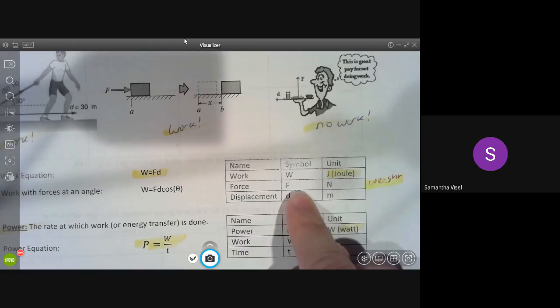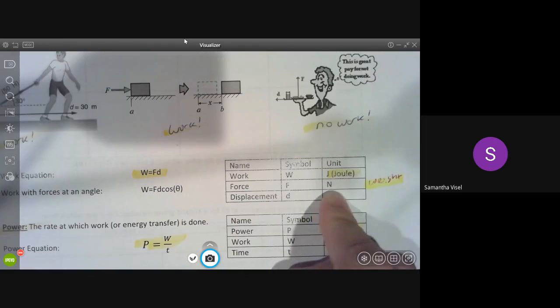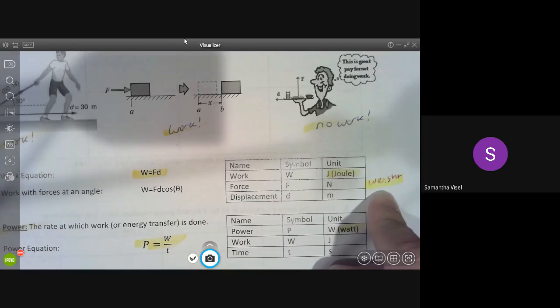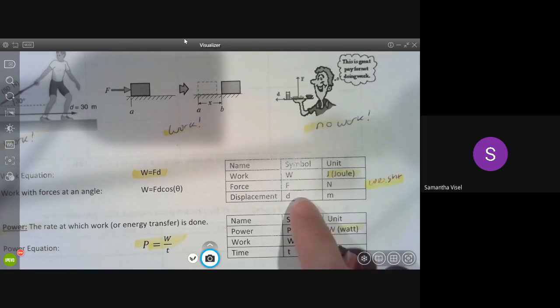Force, symbol for force is still F. Unit for force is the Newton. And remember, your weight is considered a force. And so your weight is also going to pop up again with these problems. Displacement, symbol for that is D. And you can think of that as the distance that something moved for the most part. Unit is in meters.